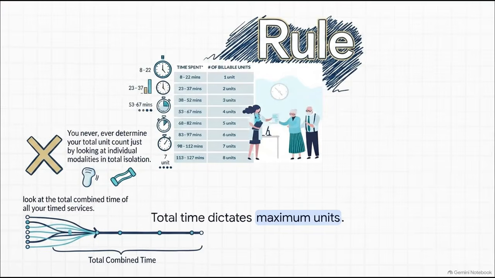Now, what's really interesting here is how rigidly these ranges dictate your maximum allowable units. It's based entirely on the total time spent. That is the golden rule, right? Your total time dictates your maximum unit cap. 8 to 22 minutes equals 1 unit, 23 to 37 gives you 2, 38 to 52 gives you 3, and it just keeps going. You never ever determine your total unit count just by looking at individual modalities in isolation. You absolutely have to look at the total combined time of all your timed services.